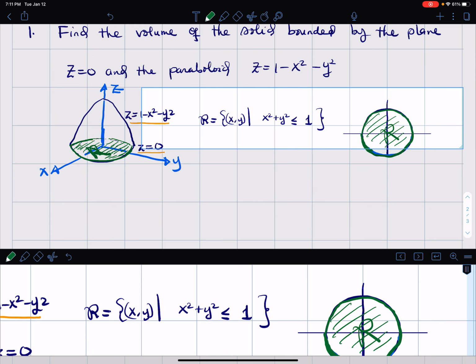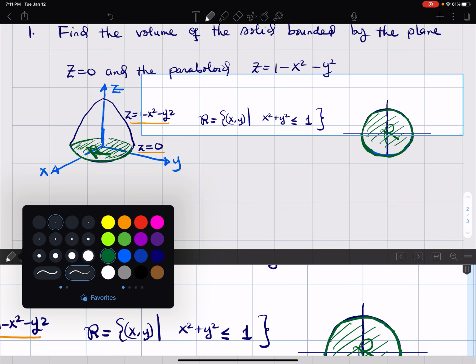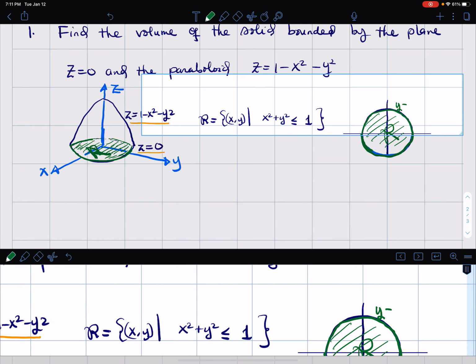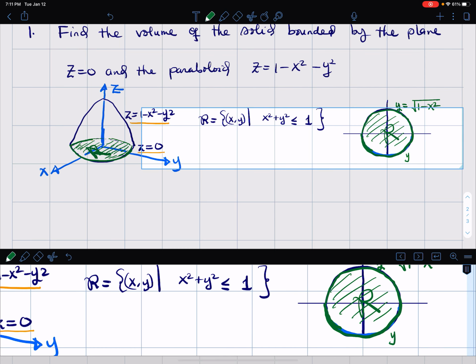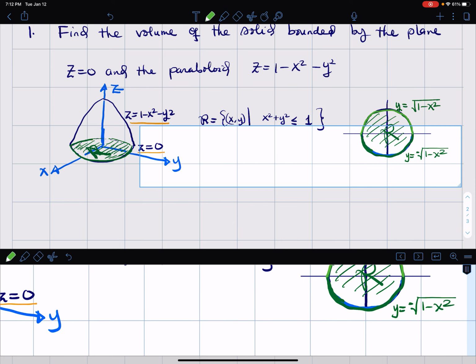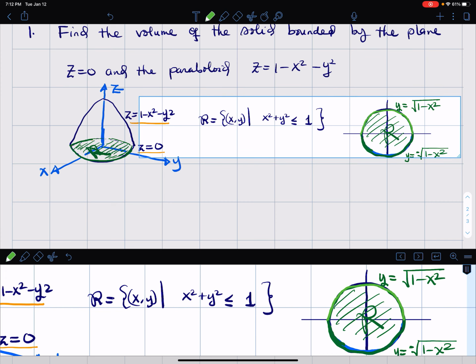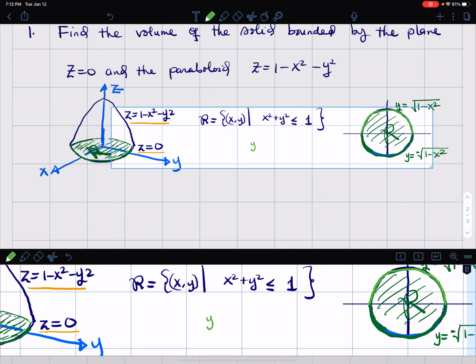Okay. So this is a circle, and a circle is not a function, but we can break it up into two functions. We can break it up as y equals square root of 1 minus x squared, and y equals negative square root of 1 minus x squared. The top part is square root of 1 minus x squared, and the bottom part is negative square root of 1 minus x squared. And how did I do that? All I did is solve for y in x squared plus y squared equals 1. So we have our region.